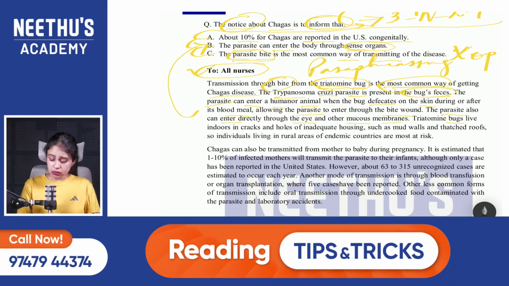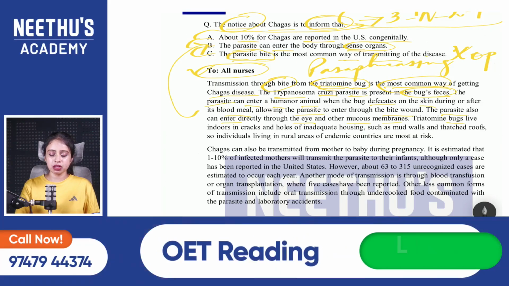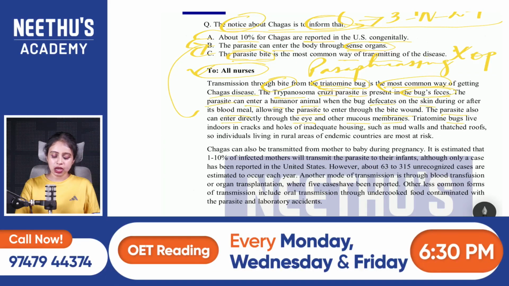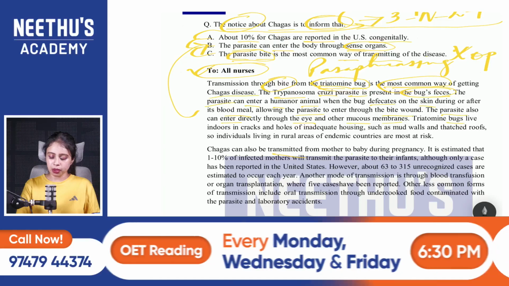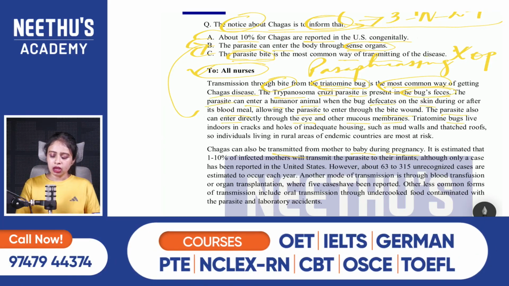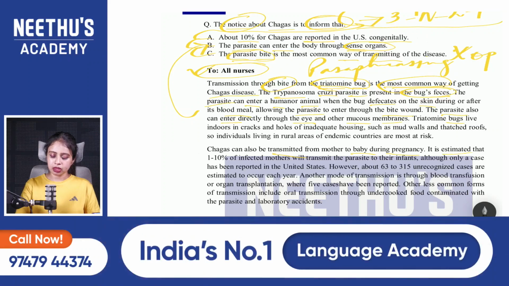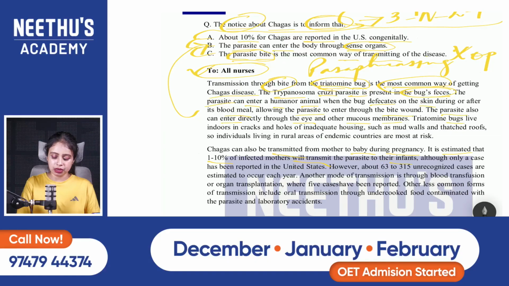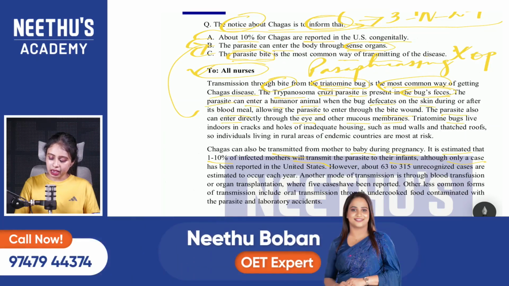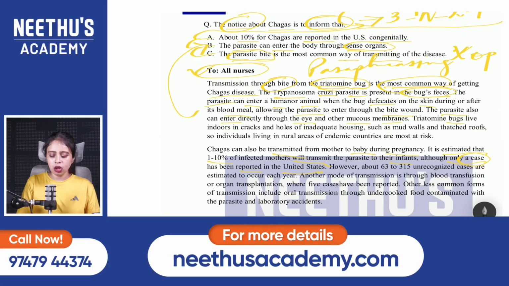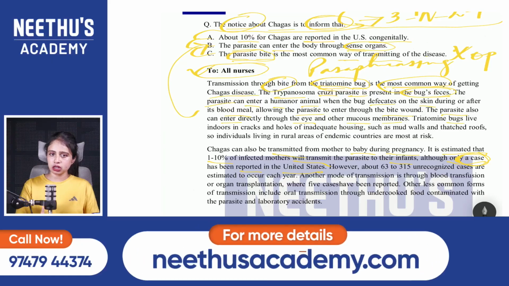Now, triatomine bugs live indoors in cracks and holes of inadequate housing, such as mud walls and thatched roofs. So individuals living in the rural areas of endemic countries are most at risk. Then second para, Chagas can also be transmitted from mother to baby during pregnancy. It is estimated that 1 to 10% of infected mothers will transmit the parasite to their infants. Although only one case has been reported in the United States. See, how many cases have been reported in the United States? Only one case.